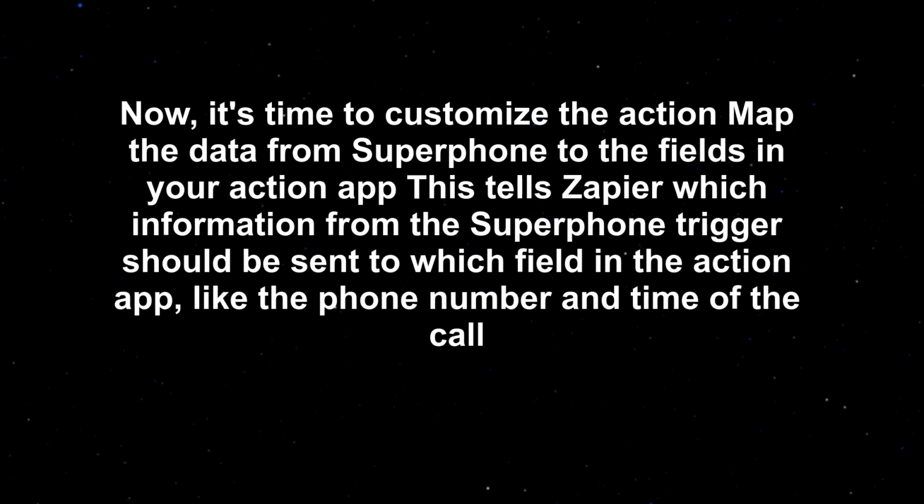Now, it's time to customize the action. Map the data from Superphone to the fields in your action app. This tells Zapier which information from the Superphone trigger should be sent to which field in the action app, like the phone number and time of the call.